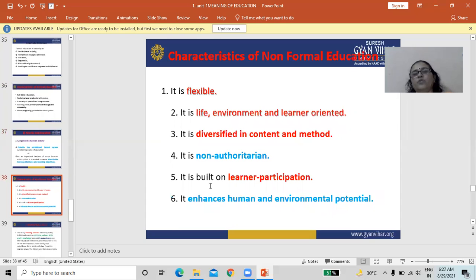Characteristics of non-formal education: it is flexible in nature, it is life environment learner oriented, it is diversified in content and method, it is non-authoritarian, it is built on learner participation, it enhances human and environmental potential.